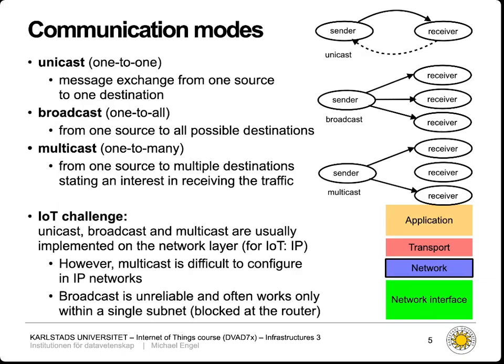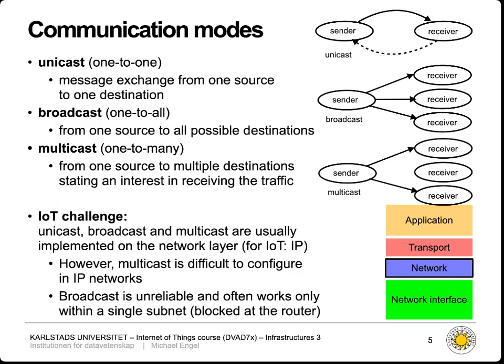When we talk about communication and message exchange, we also should talk about different modes of communication. So the most simple mode of communication is what we call unicast. This is one-to-one communication shown on the top right-hand side here. So we have one sender and one receiver, a message exchange from exactly one source to exactly one destination.